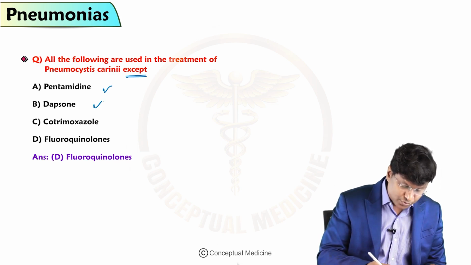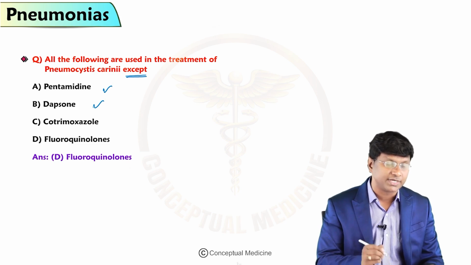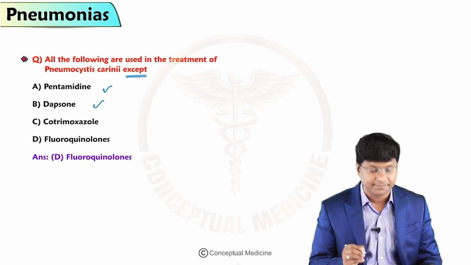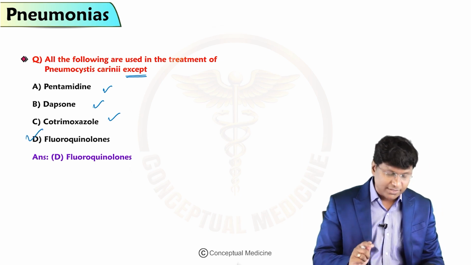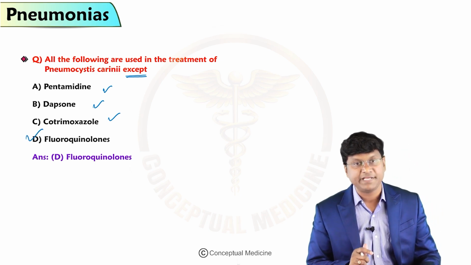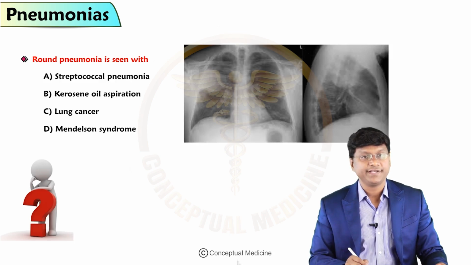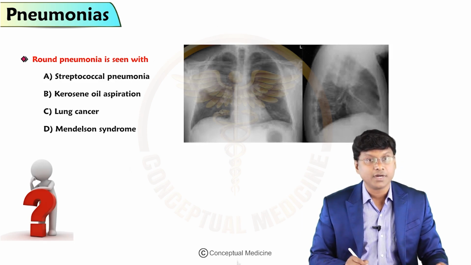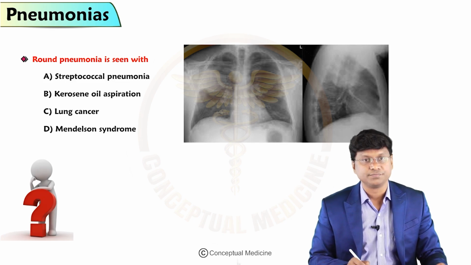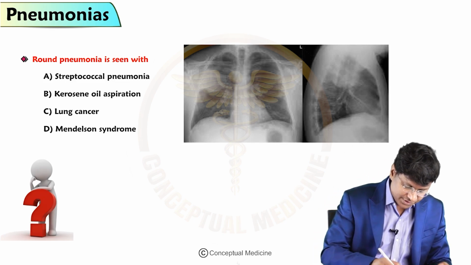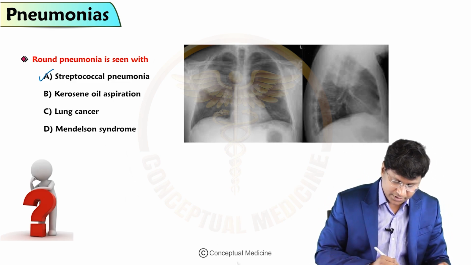can be given, dapsone, an anti-leprotic agent, can also be given in the treatment of PCP. Cotrimoxazole can be given, but fluoroquinolones are not given in the treatment of PCP pneumonias. So if you see the next question, round pneumonia is seen with streptococcal pneumonia, kerosene oil aspiration, lung cancer, Mendelson syndrome. The answer to this question is streptococcal pneumonia, right?